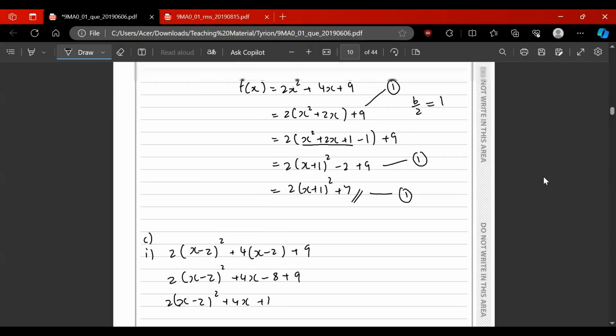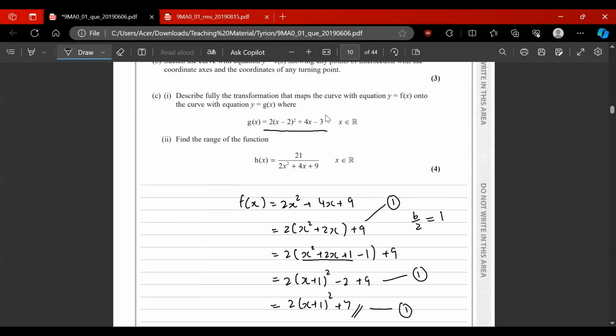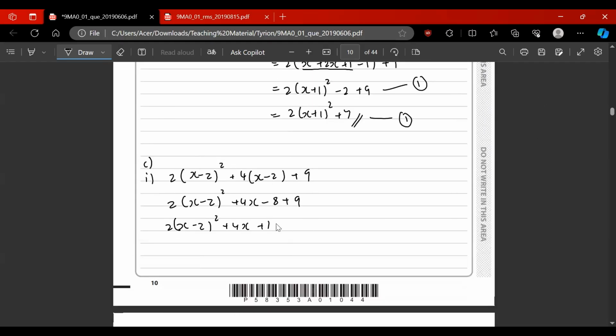Now if you compare this with the function given over here, you can see here we have minus 3 and here we have plus 1. So that means we need another translation of minus 4 in the y direction. Then this becomes the same as the one given in the expression, 2(x − 2)² + 4x − 3. So we can say it translates by (2, −4). This is going to be your answer, right? So it translates 2 units in the x direction and then negative 4 units in the y direction.